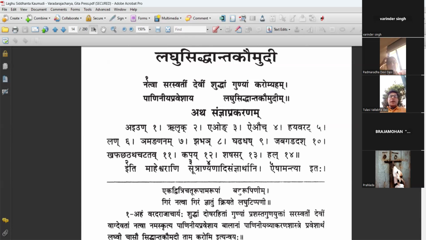A, I, Un. See, it's written Atha Sangya Prakaranam. You can see it. And then there are 14 sutras in total. This is known as Maheshwar Sutra. Basically, it contains all the alphabets of Devanagari, but in a haphazard form.